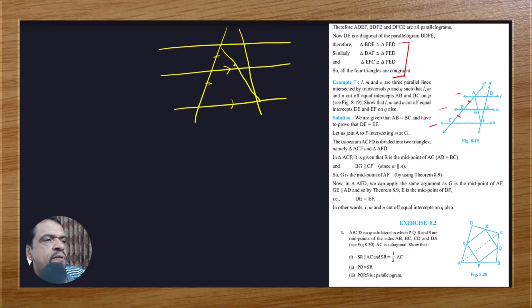So by the converse of the midpoint theorem, this will also be a midpoint, because the converse says that in a triangle, if this is a midpoint and a line is parallel to this line, then it will bisect the other side of the triangle. In the same way, in this triangle, these are given equal, so these two are also equal. Now in this triangle again, this is a midpoint and this is parallel to this one, so this will also be a midpoint. Hence proved.